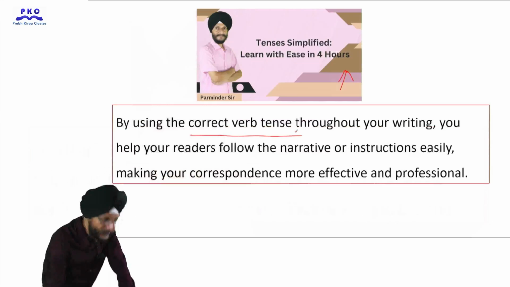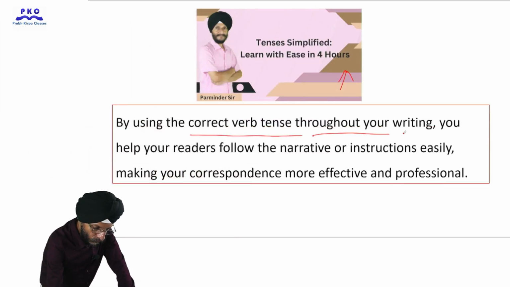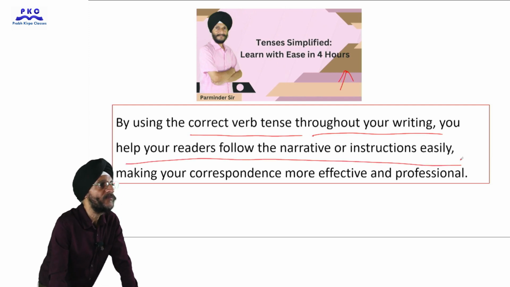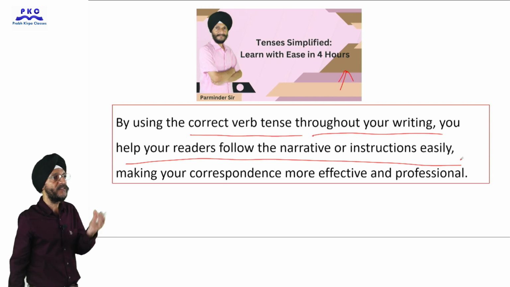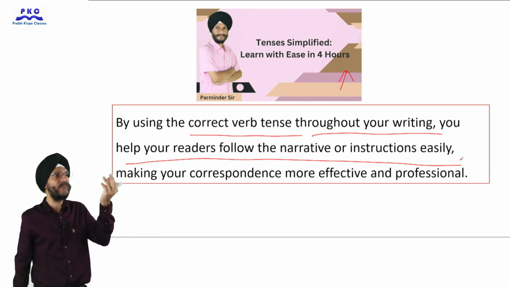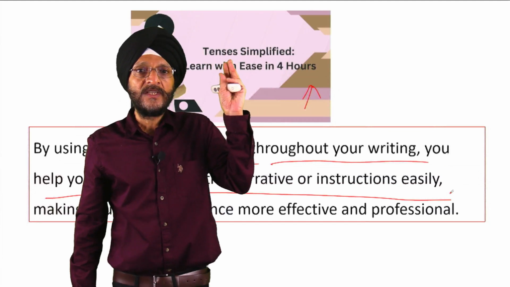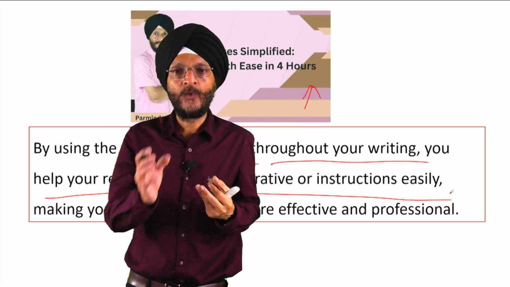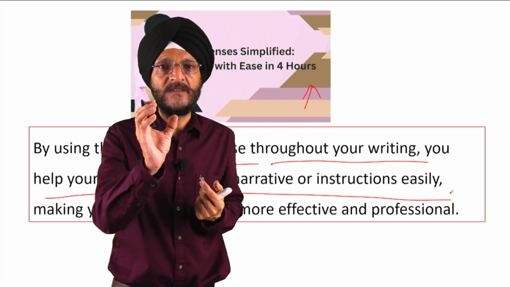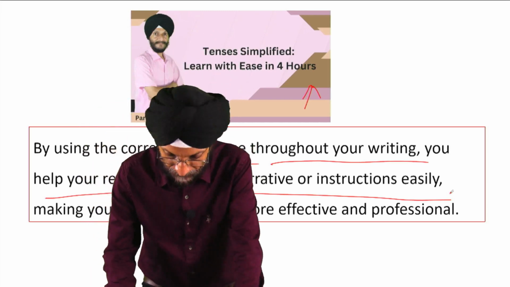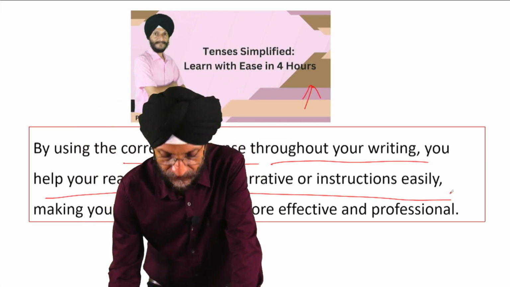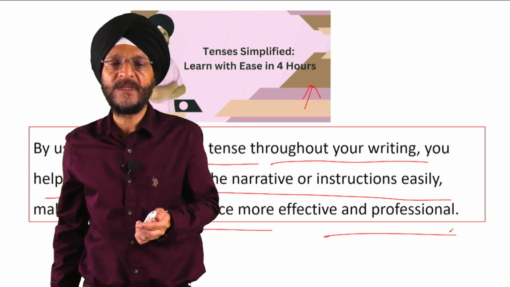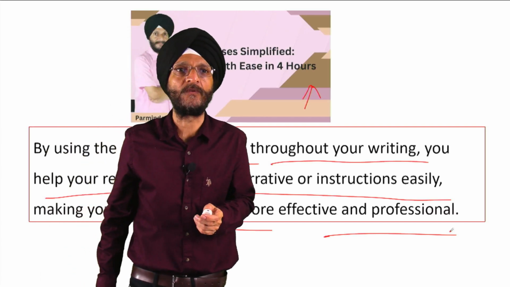By using the correct verb tense throughout your writing, you help your readers to follow the narrative or instructions easily. That is, the other person will be in a position to understand what you want to convey, the intended meaning. If you make use of incorrect verb tense, the reader will get confused. So by making use of correct verb tense, it makes your correspondence more effective and professional, and your image in the eyes of the reader also gets improved.